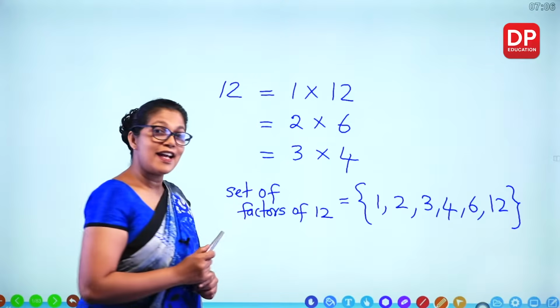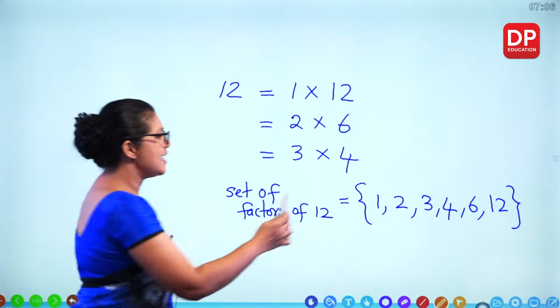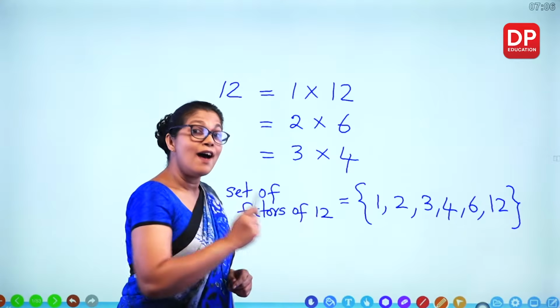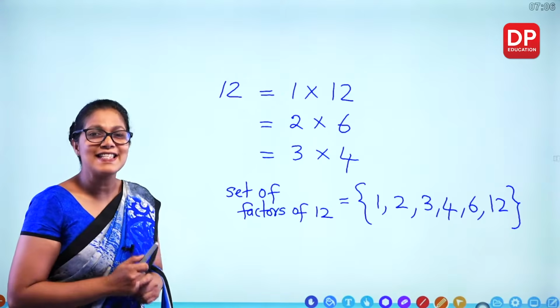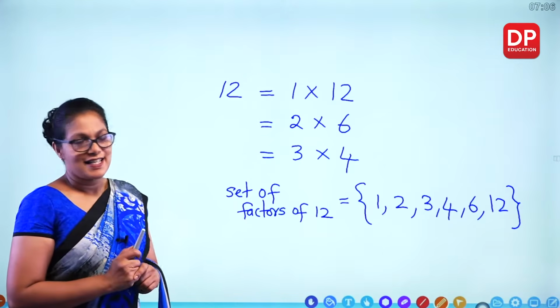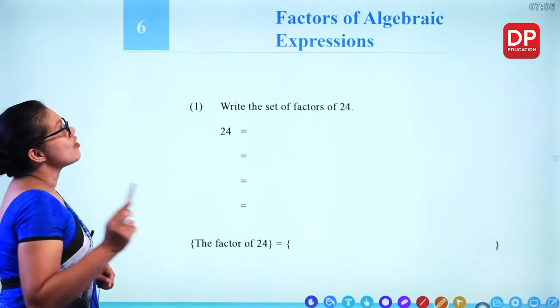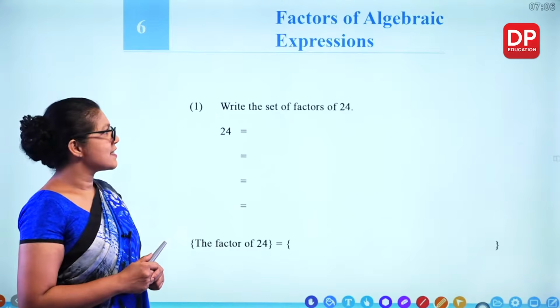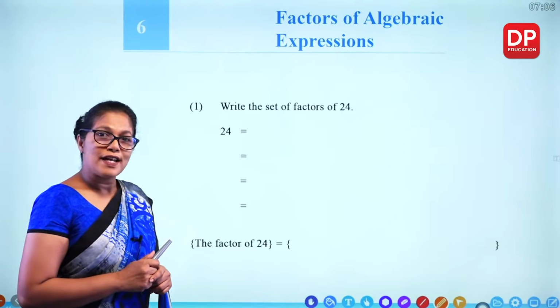So we can write number 12 in terms of these numbers. We call these factors. So what's today's lesson? Today's lesson is about factors. That's chapter 6, factors of algebraic expressions. Now you know how to find the factors.